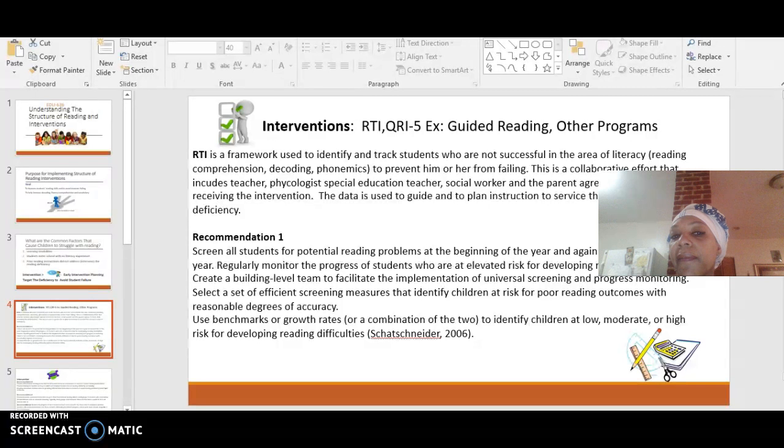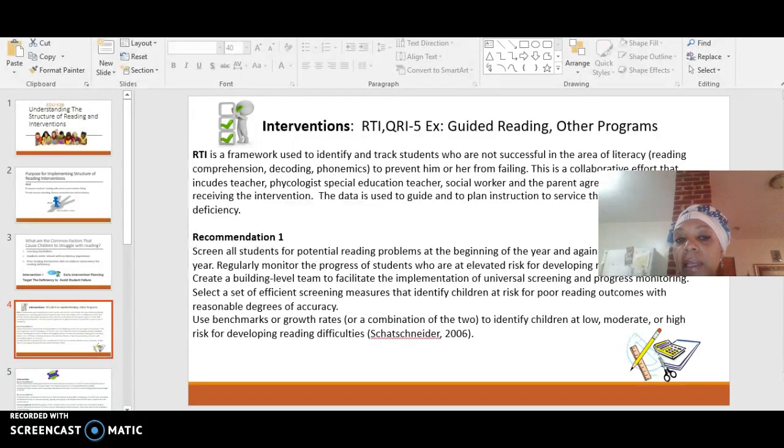It's a collaborative effort that should take place with the school support team. A school support team will consist of the school psychologist, the teachers, social workers, and of course a parent is also involved, and a special education teacher. What this team does is analyze the data and use that data to guide the teacher in planning instruction to target the area of deficiency.